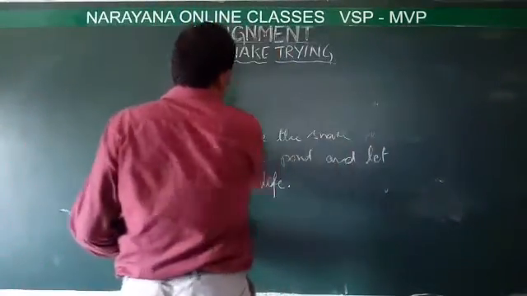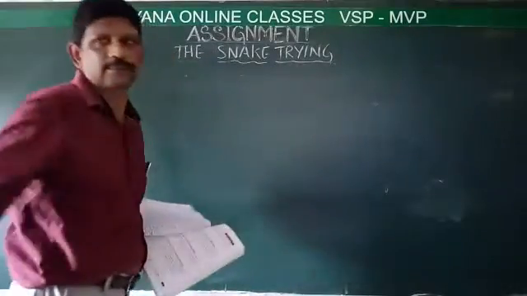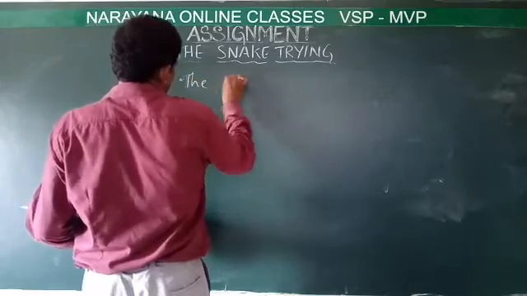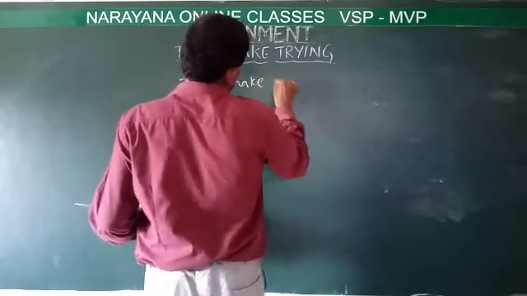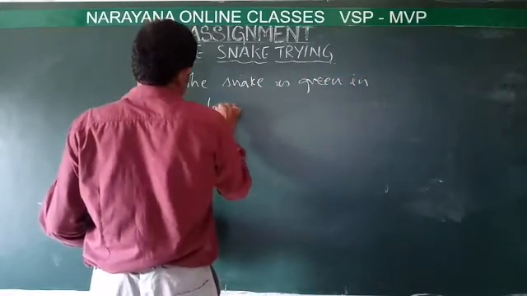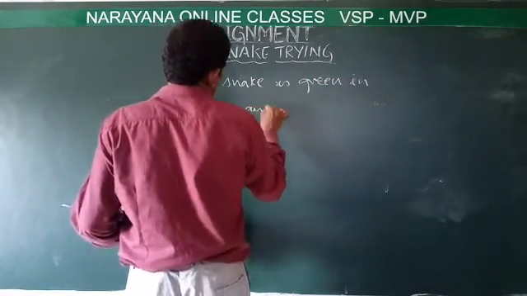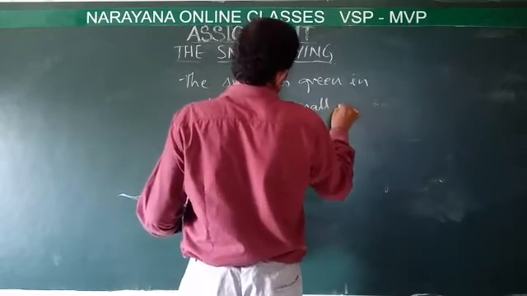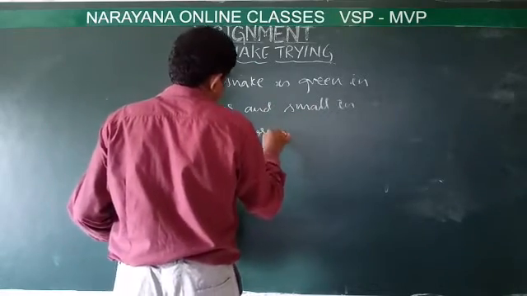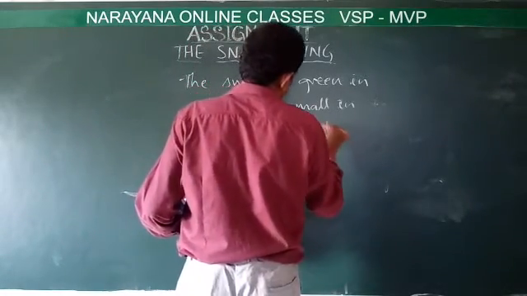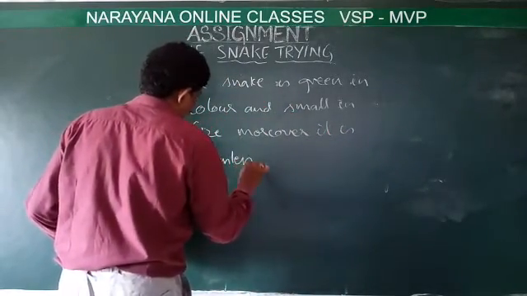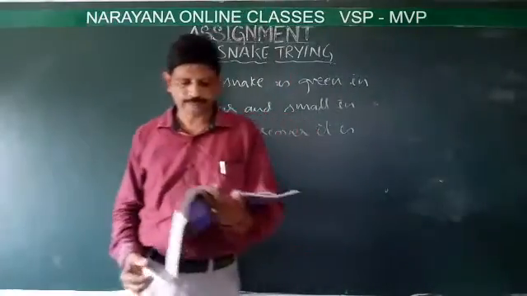The color of the snake is green, and small in size. Small in size. Moreover, it is harmless. Now let us see the next question.